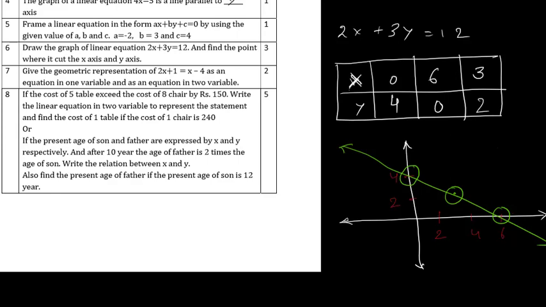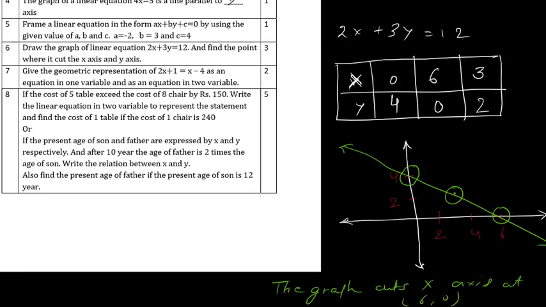So you have drawn the graph and find the point where it cuts the x-axis. So check where it is cutting the x-axis. So you can write from the graph that the graph cuts x-axis at the point 6, 0.